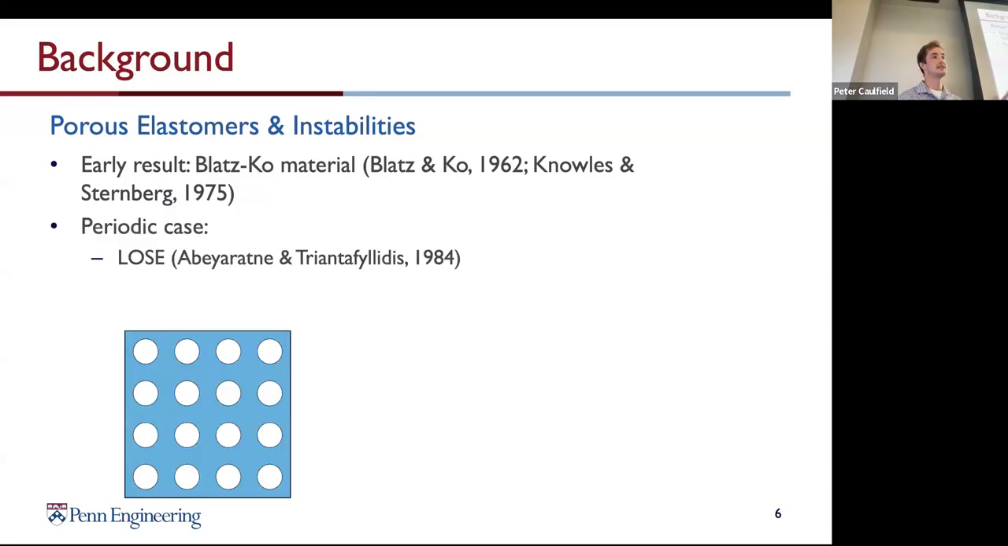Later on, people looked, so that's in kind of a random case, this foam. Later on, people looked analytically at other types of elastomers, and first of all, this periodic elastomer. So you have just a periodic arrangement of these pores, and computed what the effective behavior of this material would be. And again, they found that for certain deformations, you could lose strong ellipticity for the response, the macroscopic response of that material.